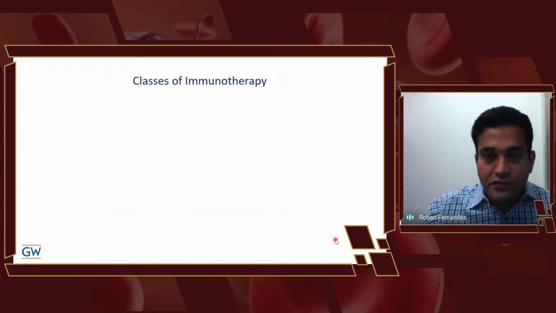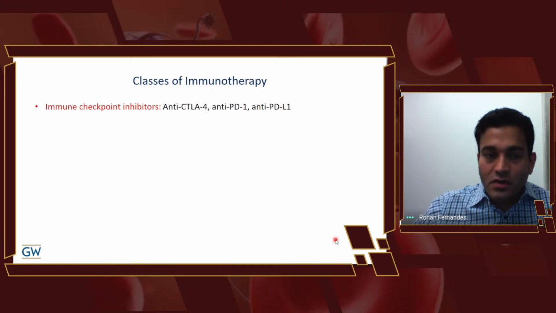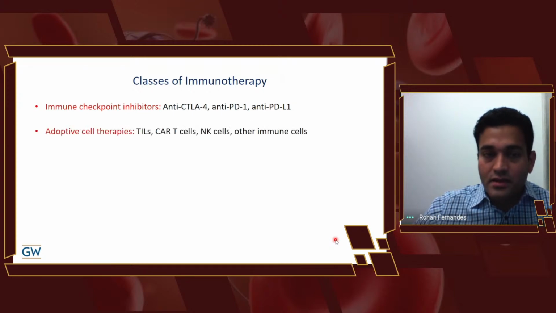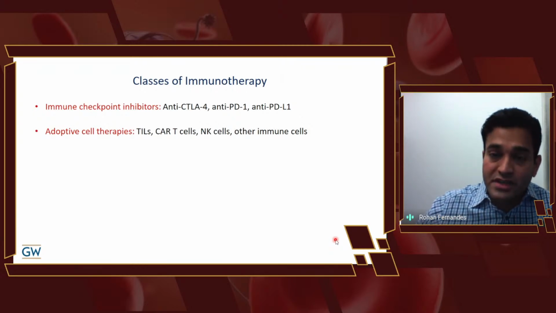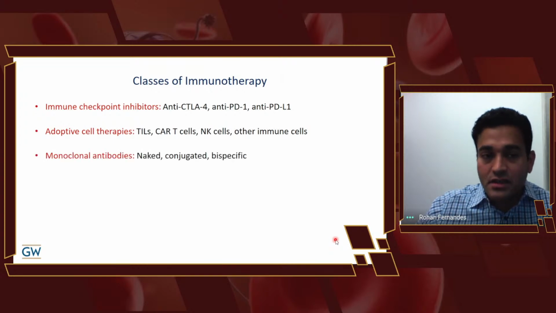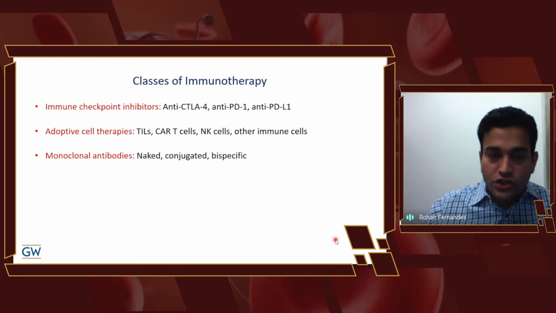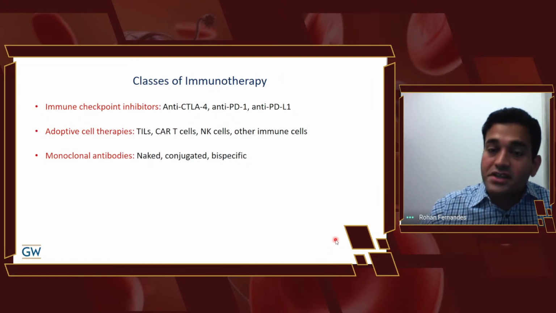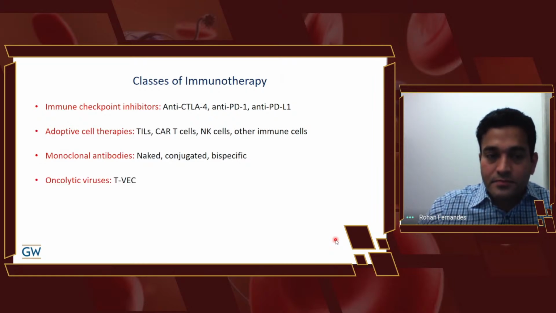So briefly, what are the classes of immunotherapy that people are interested in? We have the immune checkpoint inhibitors, anti-CTLA4, anti-PD1, anti-PD-L1 that have received approval, and several others that are in development. There are adoptive cell therapies such as tumor-infiltrating lymphocytes, CAR T cells, natural killer cells, and other immune cell populations, including macrophages. You could have monoclonal antibodies, wherein antibodies are unconjugated or conjugated with a drug, known as antibody-drug conjugates, or design antibodies to be bispecific.